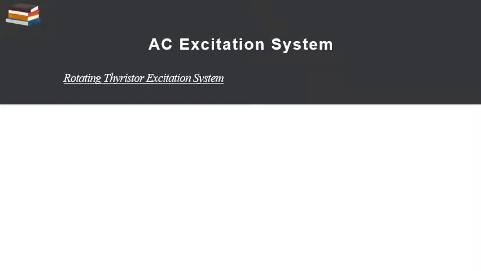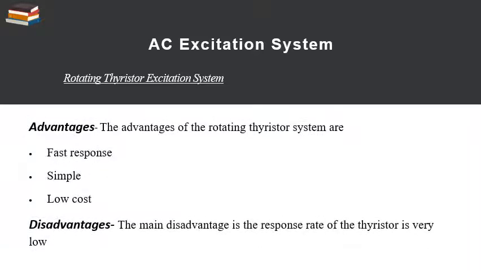So this is all about the AC excitation system. This system has some advantages and disadvantages. The main advantages of this system are: it has fast response compared to DC excitation system, it is simple to construct, and the cost of this system is low compared to the DC system. So these are some advantages of AC excitation system.